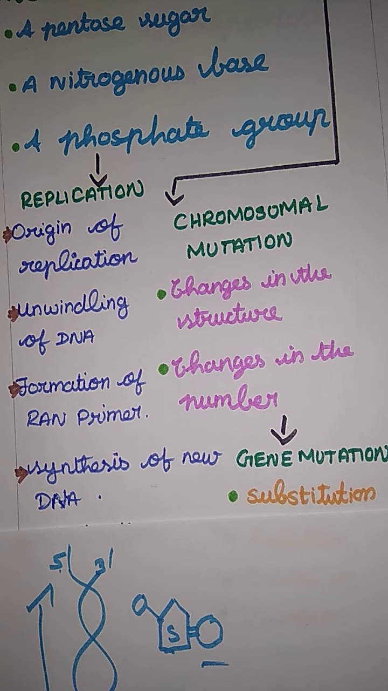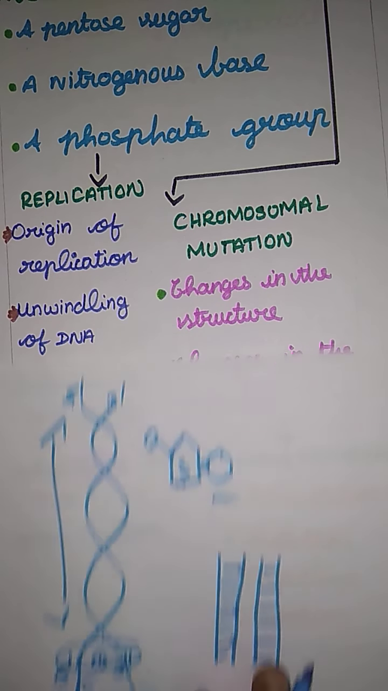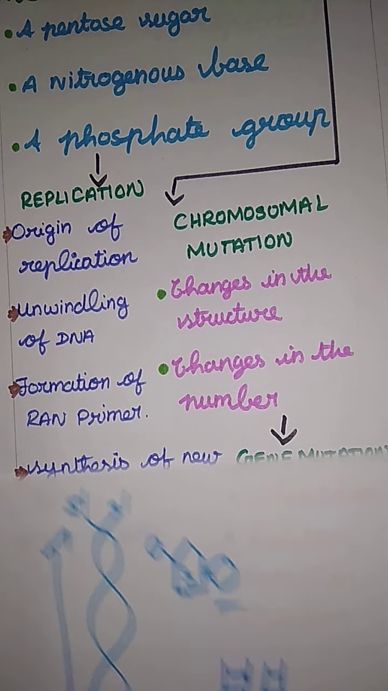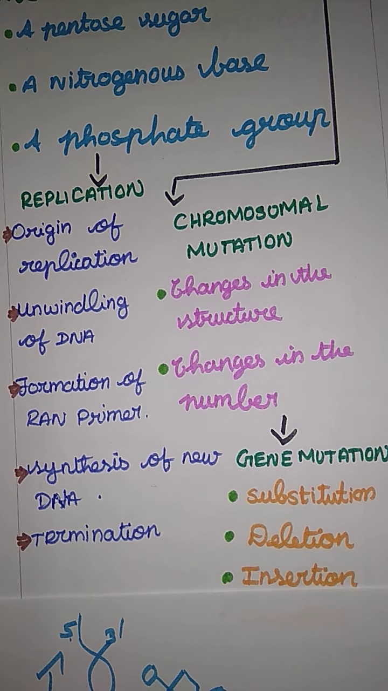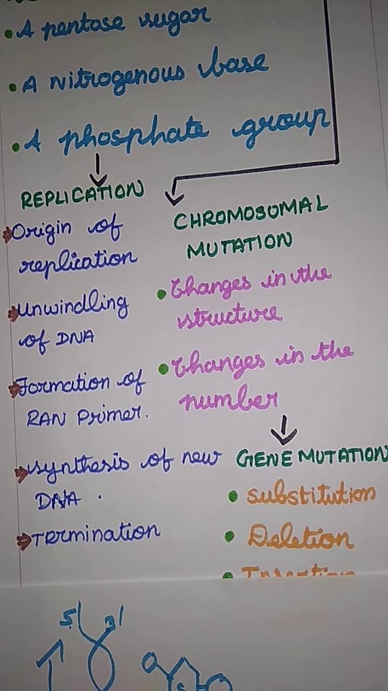And next one is the synthesis of new DNA. So this is the synthesis of the new DNA strand. And next one is termination. Termination is again the ending process. Okay, so that's it for replication.